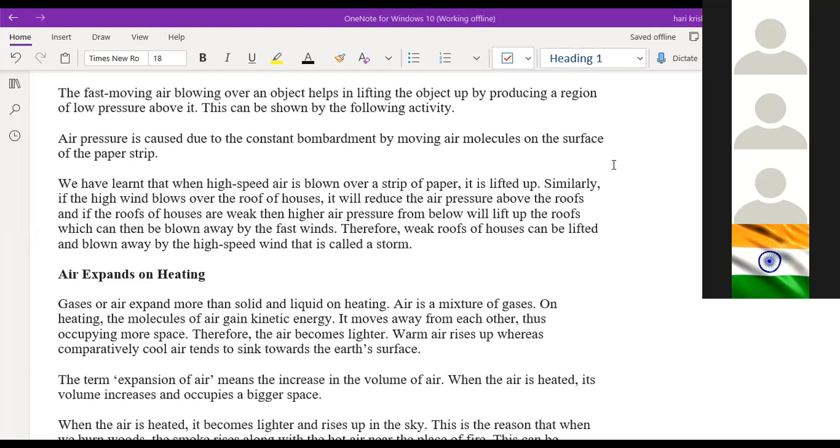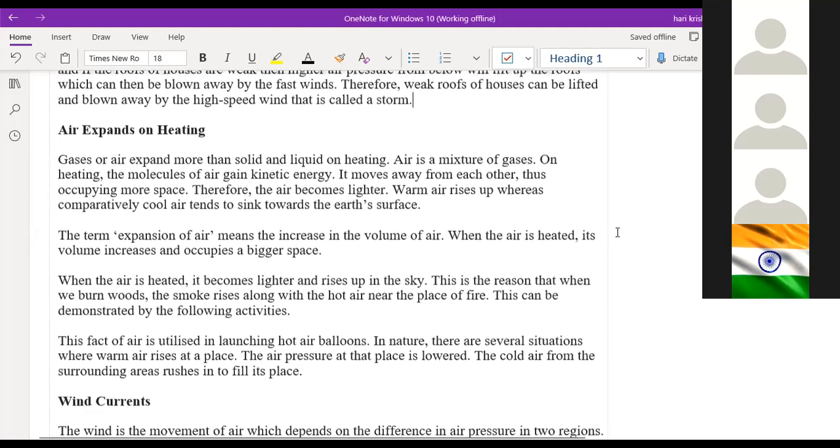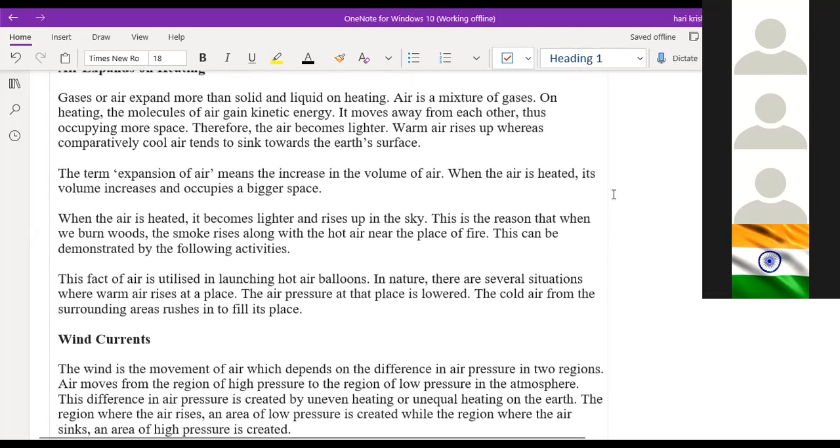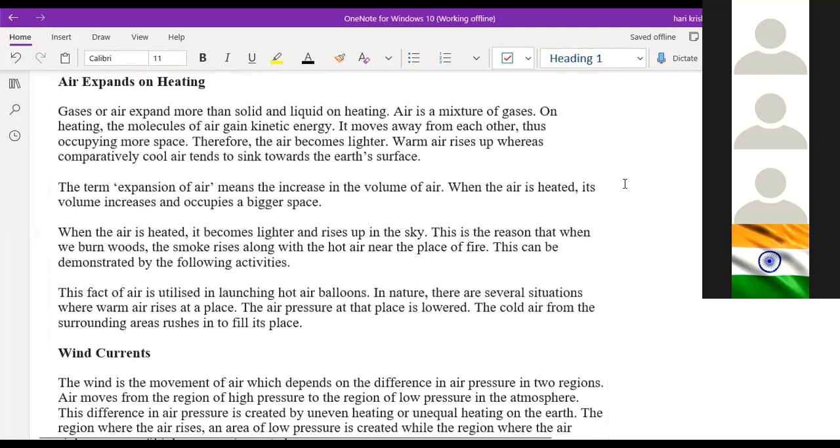So air expands on heating. What is the term air expands on heating? Air expands on heating means, generally, if you take the cool air and the hot air, cool air will occupy less volume and the hot air will occupy more volume. Sir, it means it occupies more space. Generally, hot air will take more space, or occupies more volume, than the cool air.